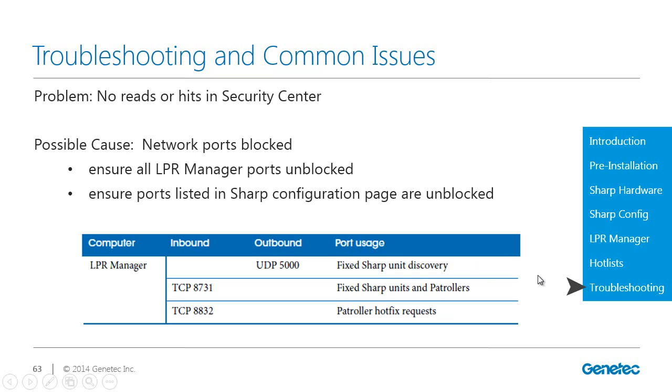Now we see a lot of cases where the network ports turn out to be the issue in the end, such as for not getting reads or hits in Security Center. So when we're setting up the system, make sure that all the ports used by the LPR Manager and all the ports on the Sharp configuration page are unblocked on any firewalls that are affecting the network, and set up any exceptions that you need to as well.